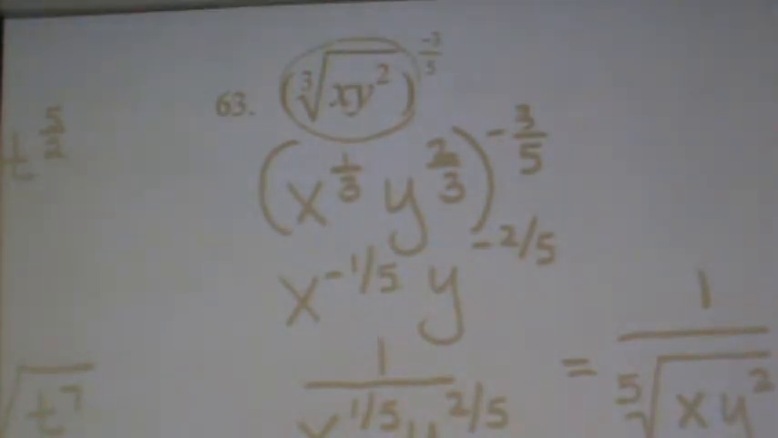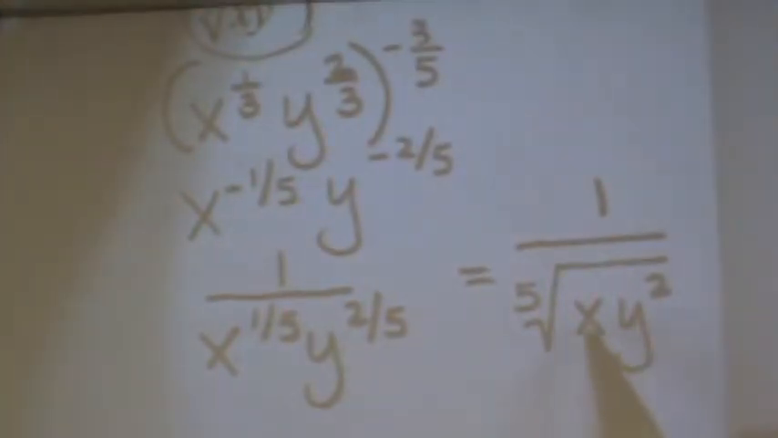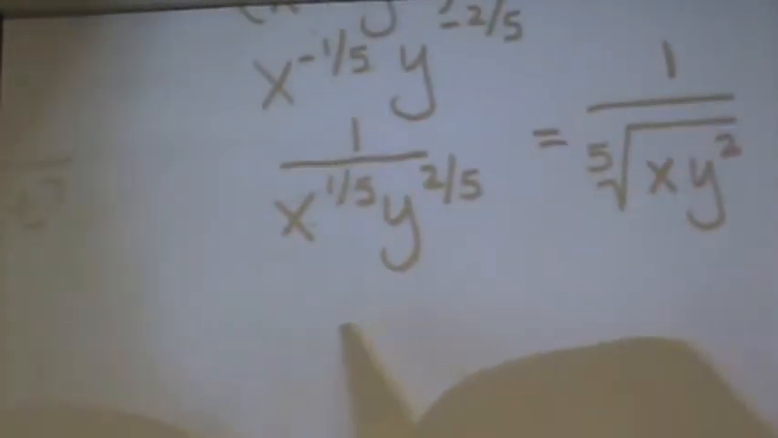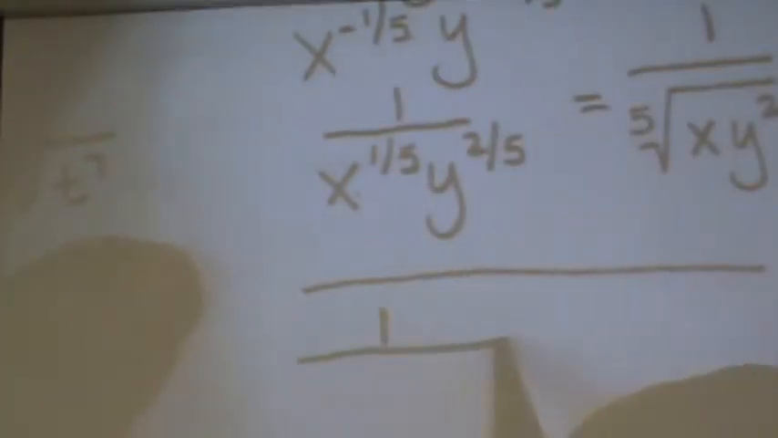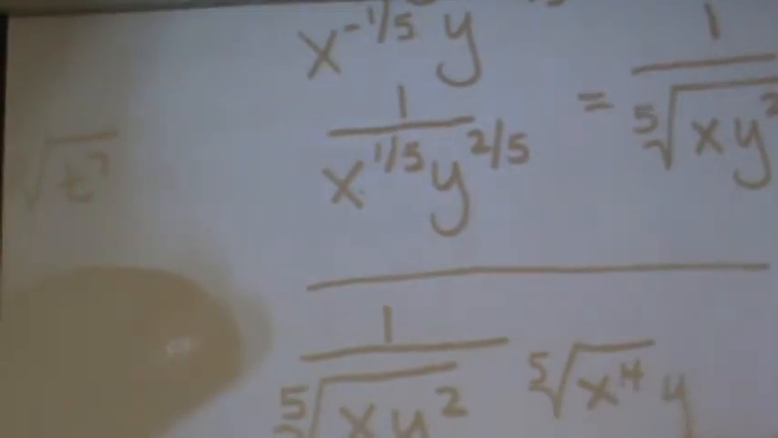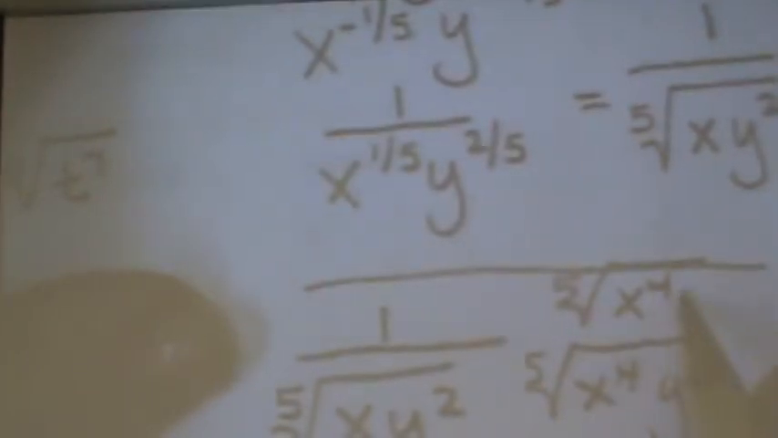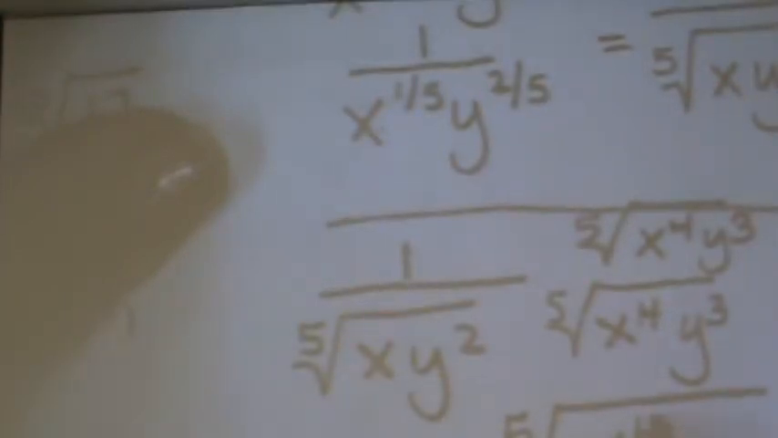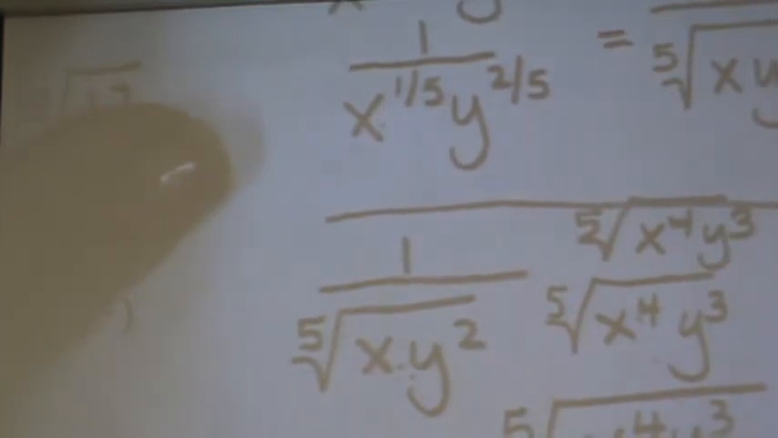Now the next step would be to rationalize the denominator. What you would need to do is multiply the top and the bottom. If you were to rationalize this, you need x to the 4th, because you need to make 5 of these, and you need 3 y's. So you would multiply the top by the same thing, x to the 4th y cubed. So on top you would have the 5th root of x to the 4th y cubed over 1 x, because now you have 5 x's and 5 y's.